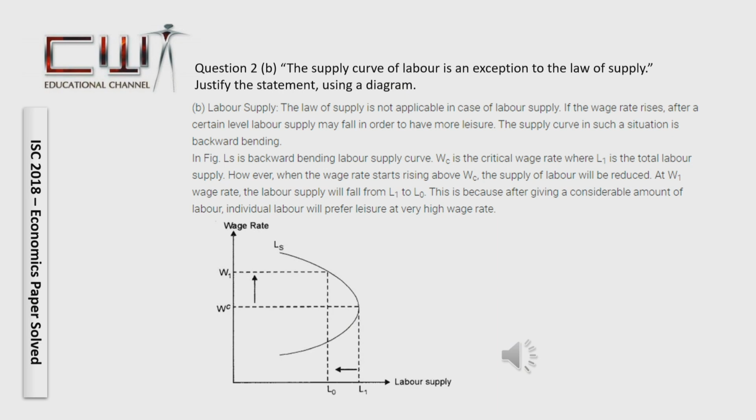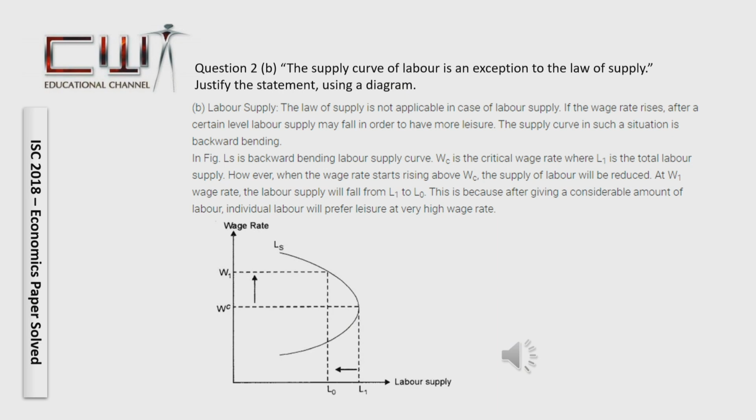The supply curve of labor is an exception to the law of supply. Justify the statement using the diagram. In case of labor supply, the law of supply is not applicable in the normal way. If the wage rate rises, after a certain level, labor supply may fall in order to have more leisure time. The supply curve in such a situation is backward bending.